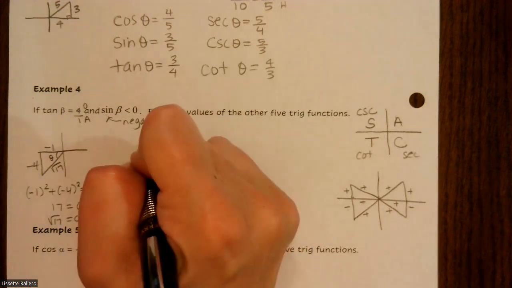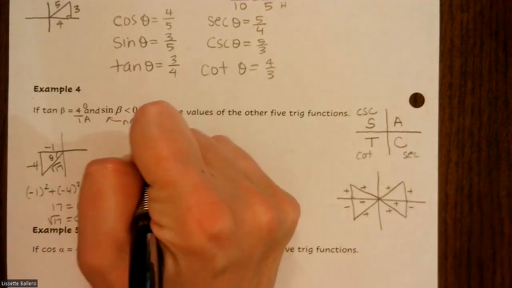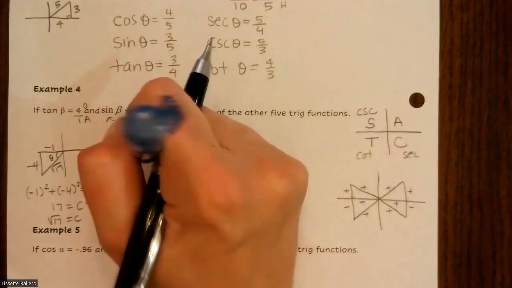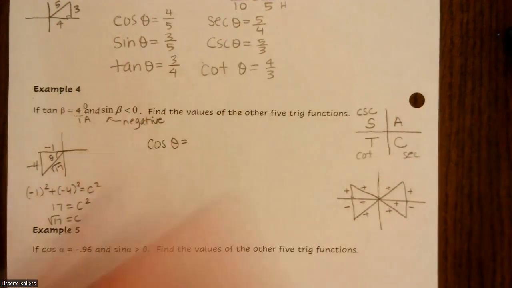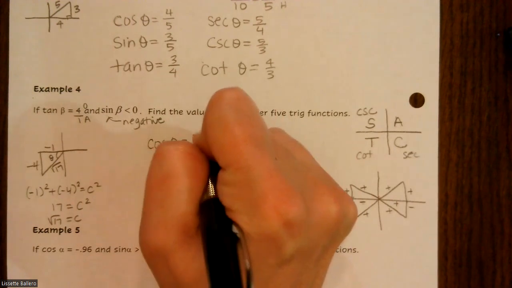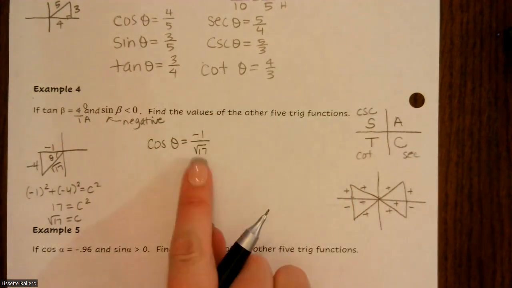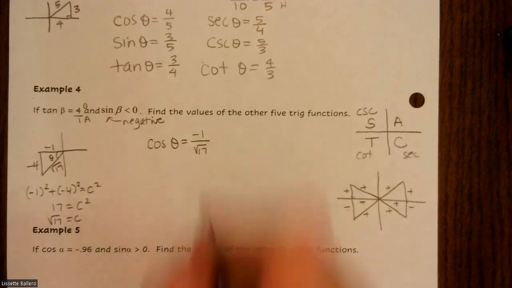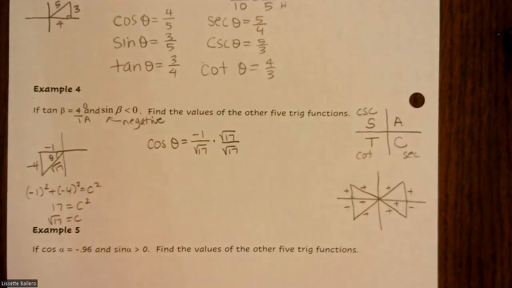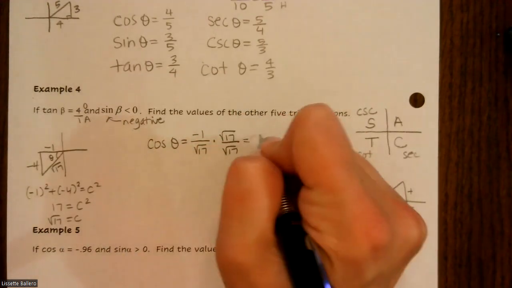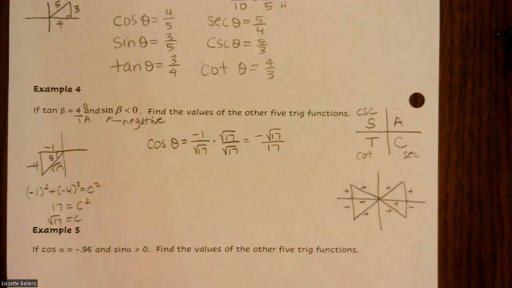Now we're ready to set up our trig functions. Don't try and skip just to the trig functions because that usually causes errors. I like starting with the cosine. And that is adjacent over hypotenuse. I cannot leave it like this because we do not want a radical in the denominator. So I'm going to multiply times the square root of 17 over the square root of 17. That's the same thing as 1. And so we get -√17 over 17.